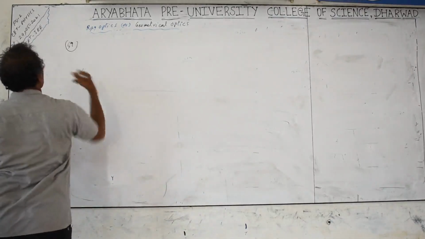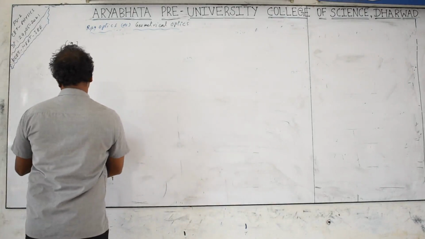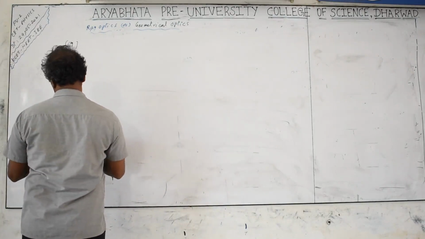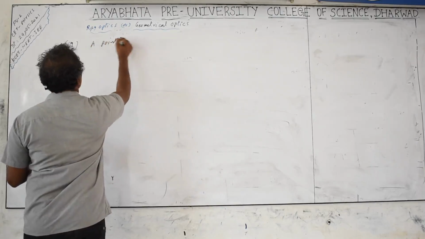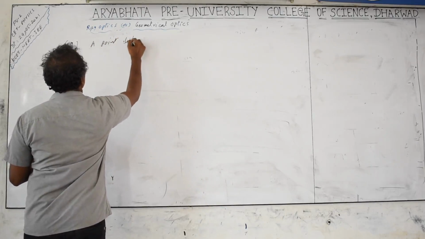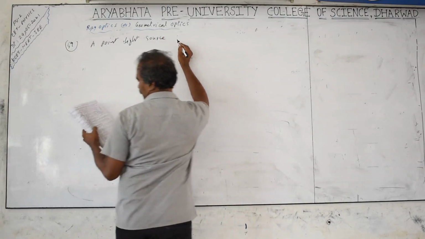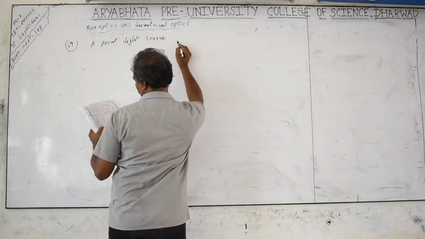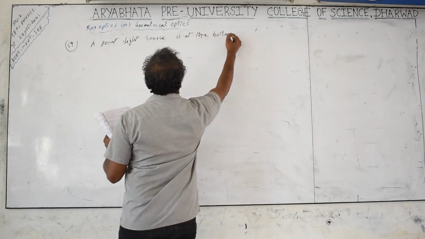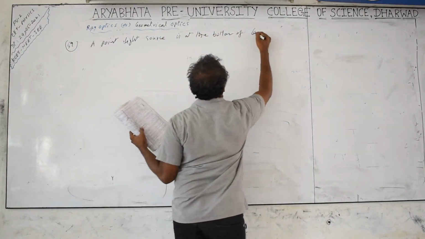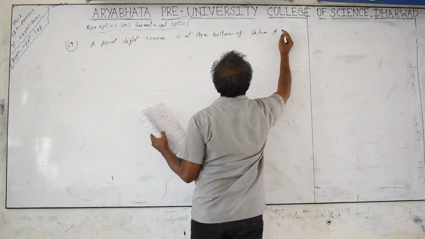Fish in water or a diver in the water, observing from within the water. A point source of light is placed at the bottom of a water lake. A point light source is at the bottom of the lake.